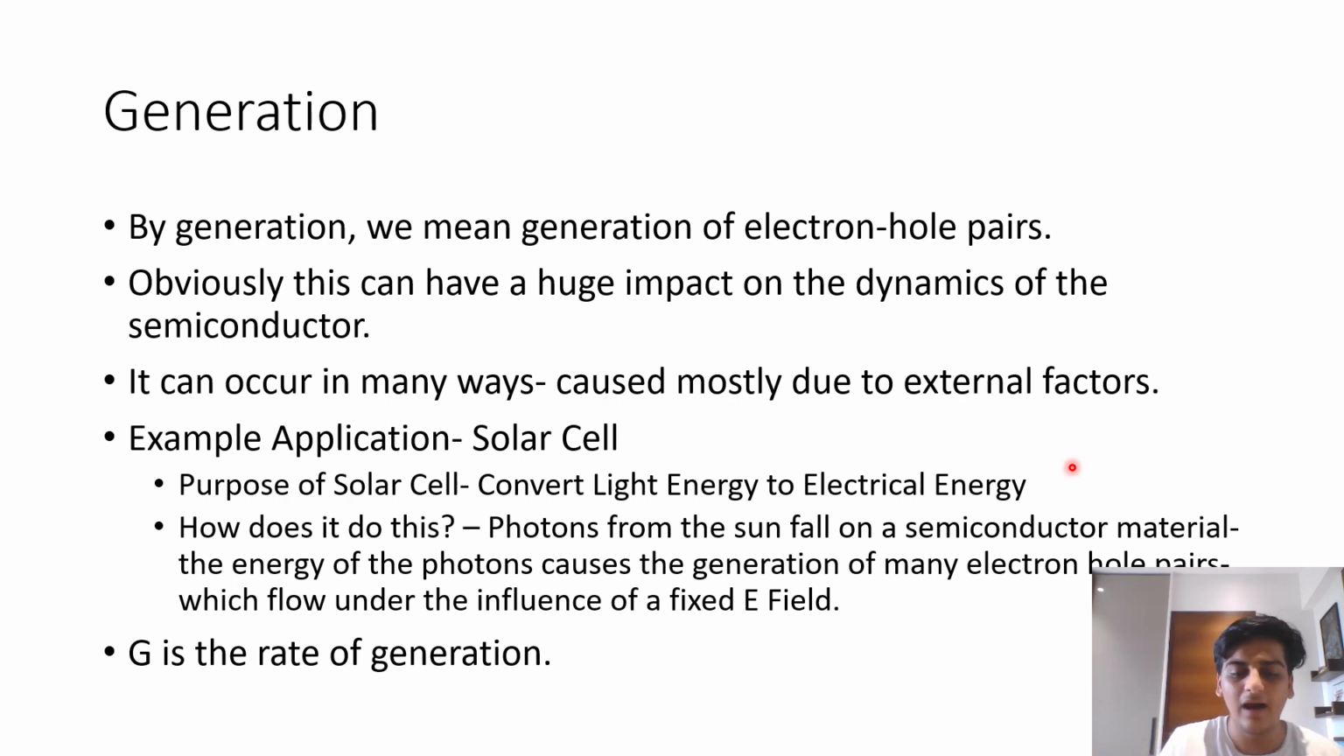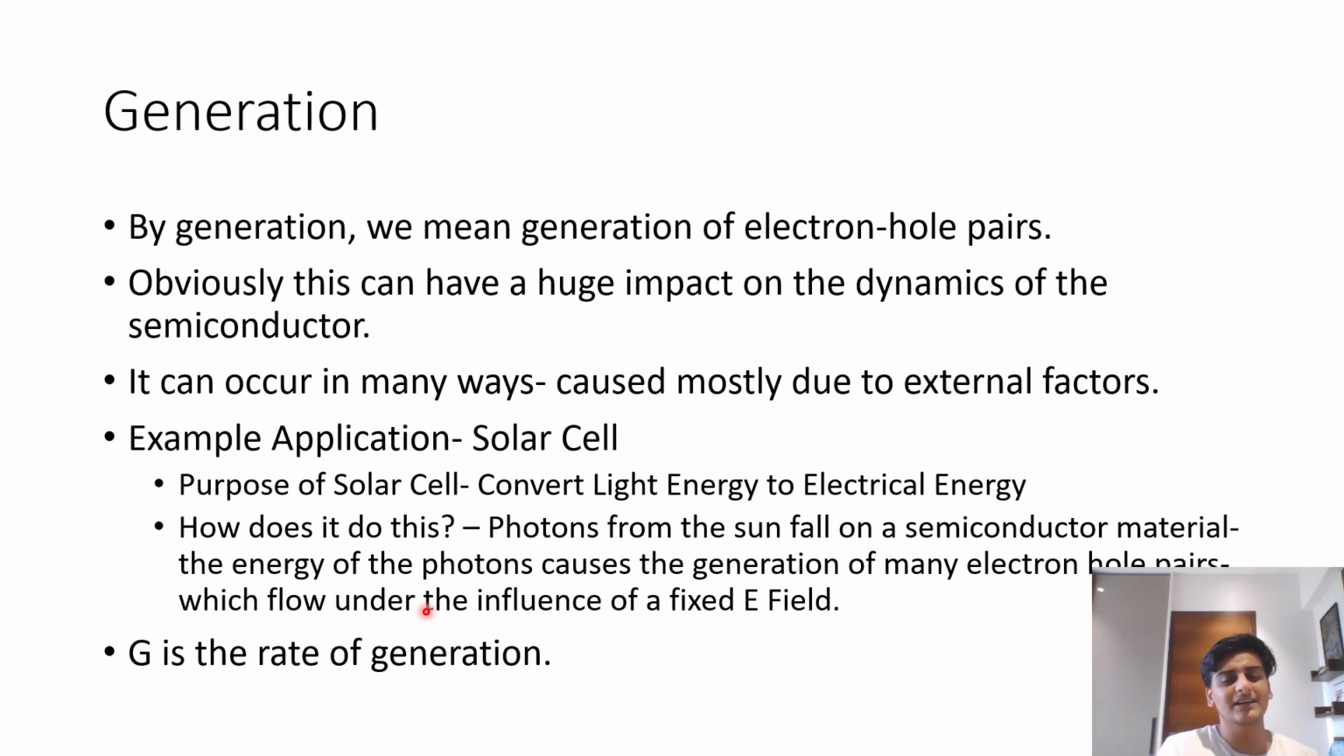So when you have these light rays falling on the semiconductor material, you get electron hole pairs, and in this solar cell semiconductor material, you keep a fixed electric field from before. You keep it applied. The moment these electron hole pairs get generated, they will flow due to this electric field, which basically means you are getting some type of conversion from light energy to electrical energy. So yeah, this is how a solar cell works. This is how we leverage this concept of generation.